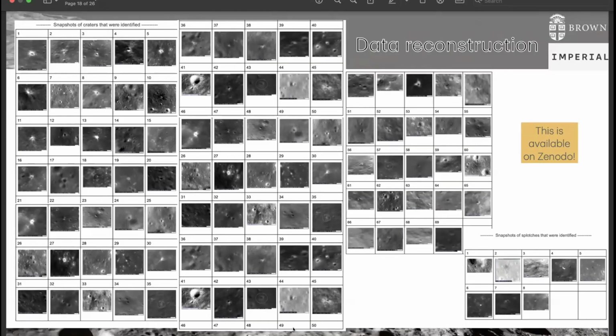This is also shown in a PDF on Zenodo. The reason why I did this is because I thought it would be very useful for people to just have a nice reference to quickly glance at and think, oh, I'm interested in crater 18. Let me go to the CSV, see what the latitude is, and then you can pull it out and study it.